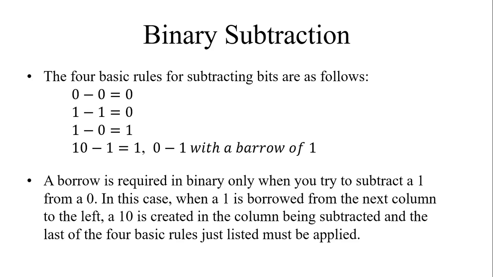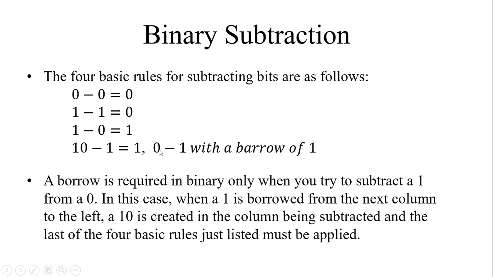Binary subtraction. The 4 basic rules for subtracting bits are as follows. 0 minus 0 generates 0. 1 minus 1 generates 0. 1 minus 0 is equal to 1. So these 3 rules are very simple. This is simple subtraction. 0 minus 1, when the minuend is 0 and the subtrahend is 1, so 0 minus 1.